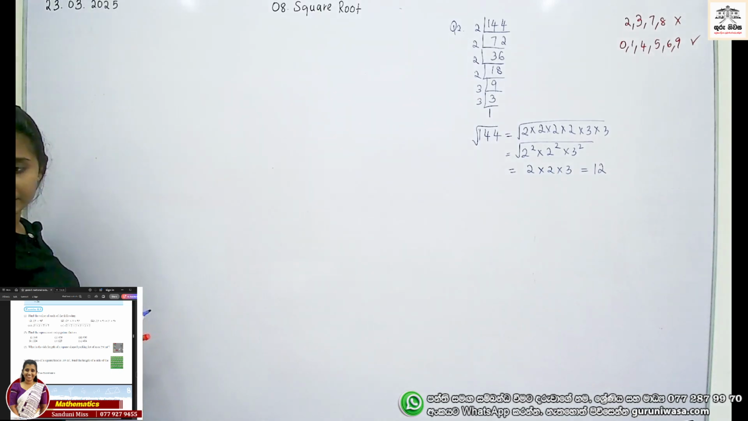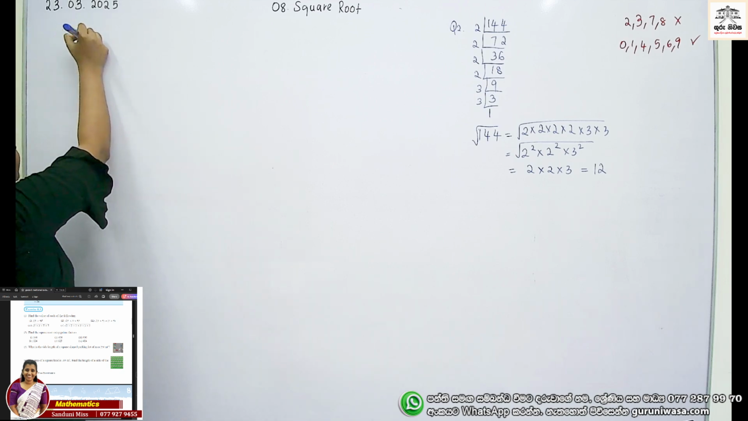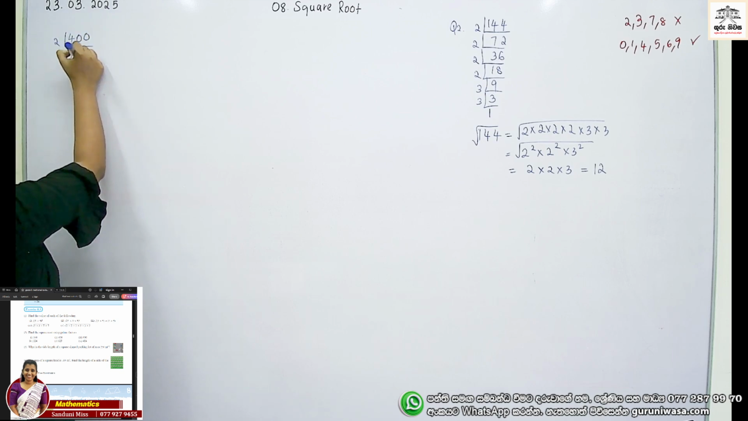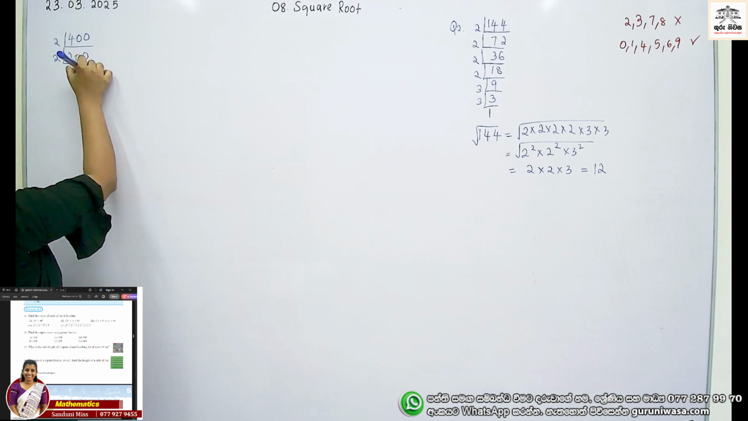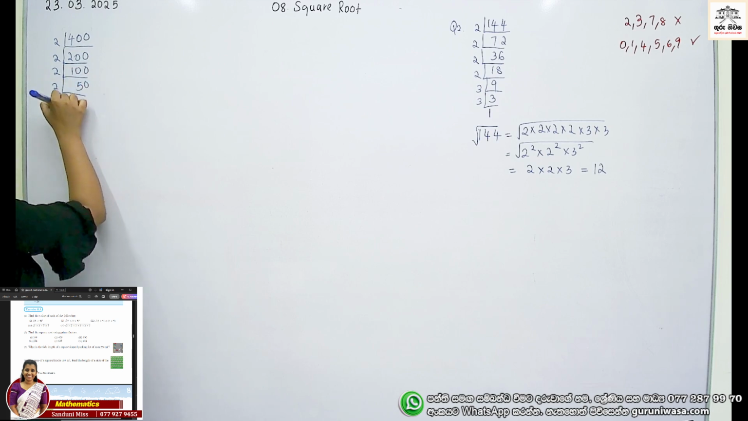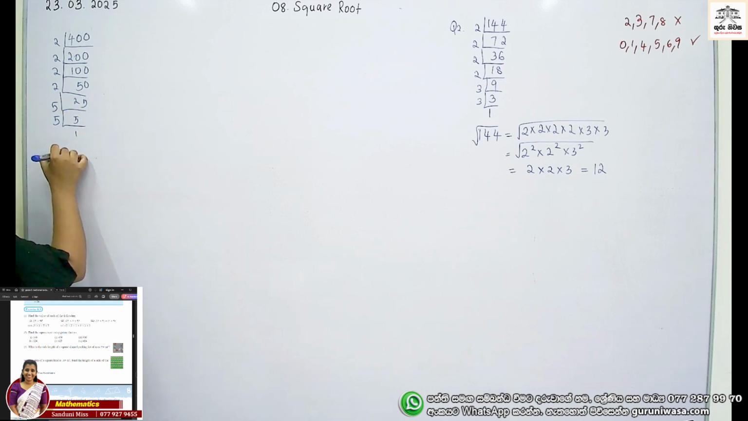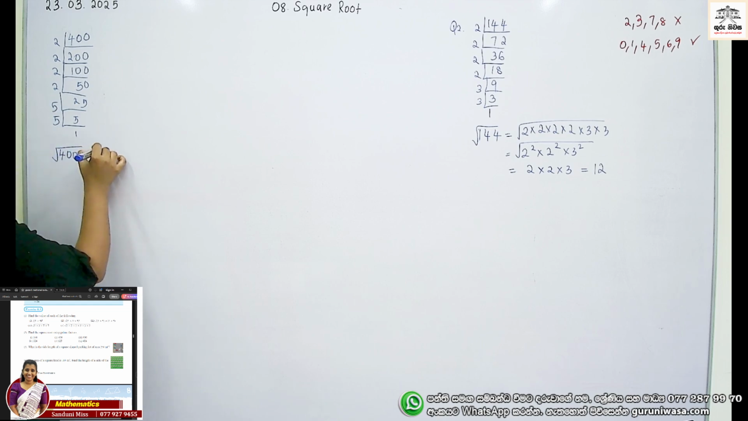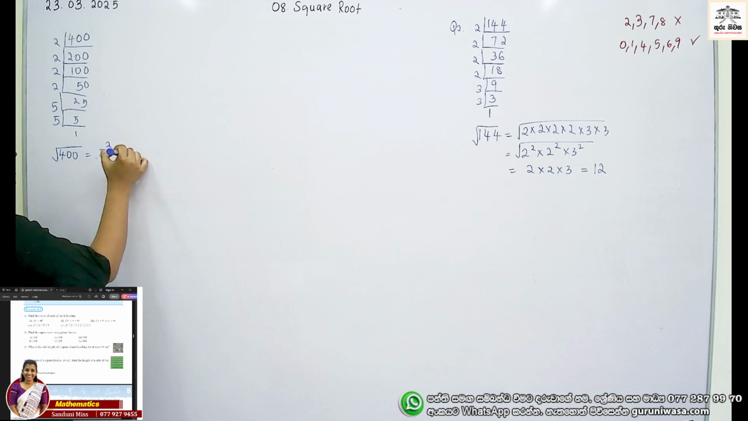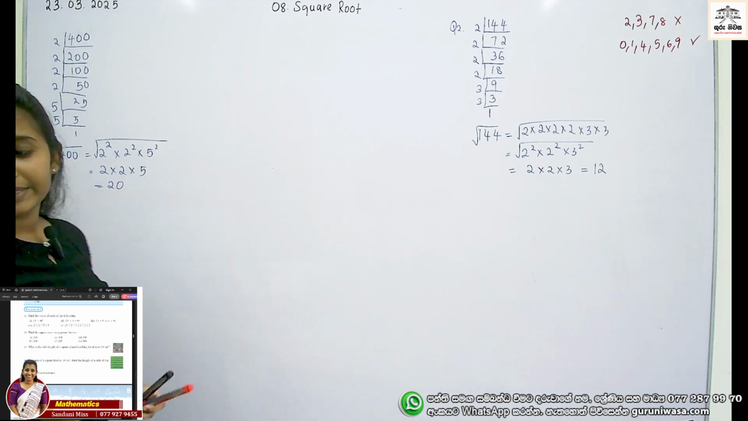And then 400. So 400, how do we find? Divided by the prime factors. Fine. So you have square root 400 is equal to 2 squared times 2 squared times 5 squared. I wrote it directly. So I have 2 times 2 times 5. 4 times 5 will be equal to 20.